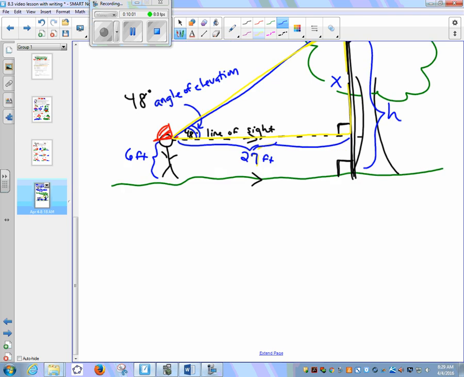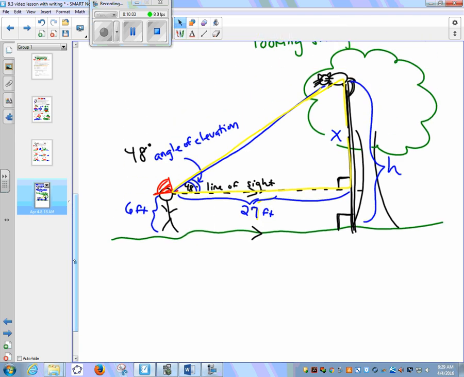Again, we're going to decide, are we going to use sine, cosine, or tangent? Here's our angle of elevation. That's going to be our reference angle. X is what we want to know. That's opposite. 27 is what we know, and that's adjacent. So what are we going to use? Tangent of 48 over 1 equals opposite over adjacent.